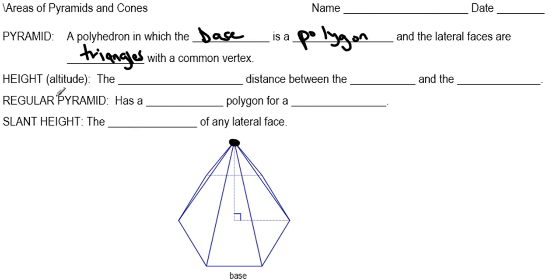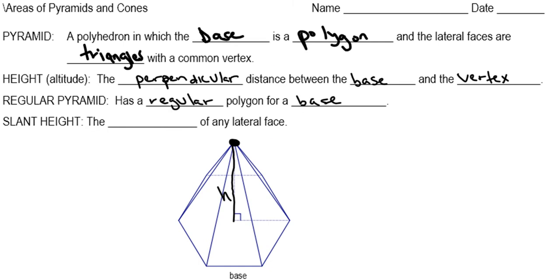The height, also referred to as the altitude, is the perpendicular distance between the base and the vertex. So the height is here. A regular pyramid is going to have a regular polygon for the base. So recall that a regular polygon is one with all sides and all angles that are congruent.